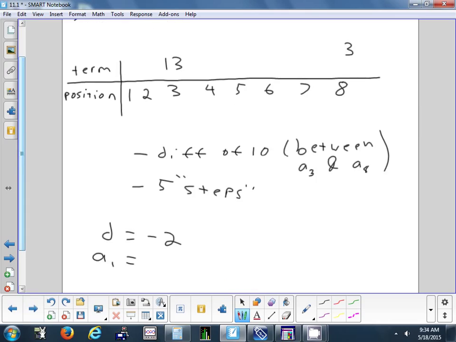And now I can use that to figure out my first term. If I add 2, I get 15. Add 2, I get 17.